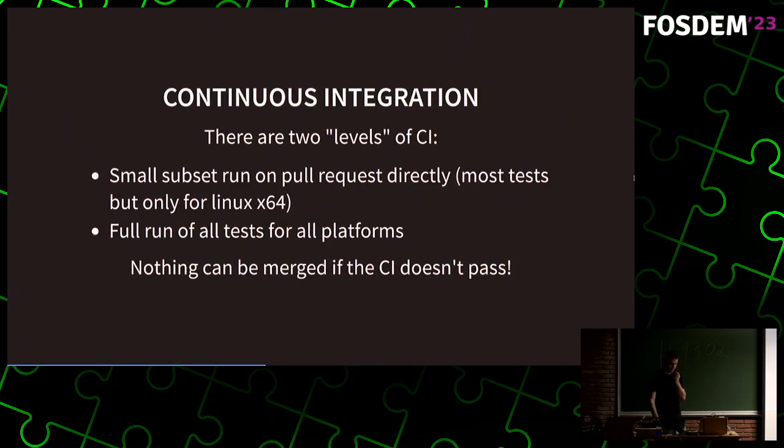So now about the CI. There are two levels of CI. The one that you will see directly when you open the pull request. It's a lot of tests, almost all of them. But it's only on Linux x64. Because, as you may know, we support quite a lot of targets, not as much as GCC yet, but at some point, maybe.